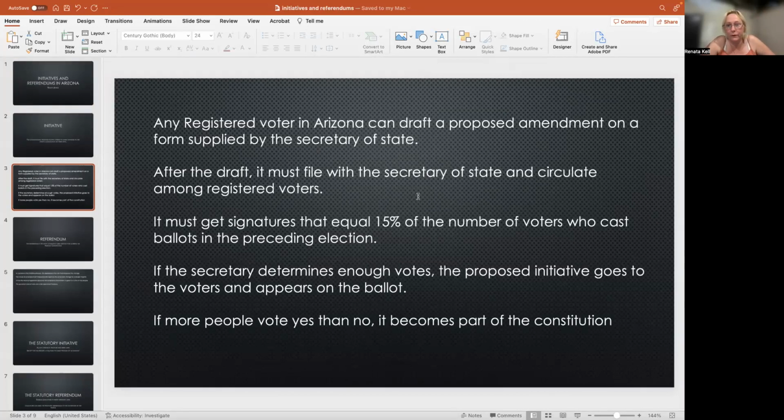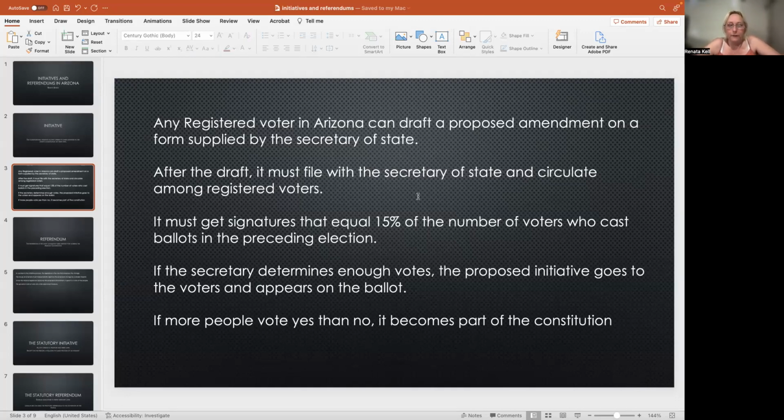Any registered voter in Arizona can draft a proposed amendment on a form supplied by the Secretary of State. So they go to the Secretary of State, they fill out the form on what their idea is, and that's how the process starts. After the draft, it must be filed with the Secretary of State and then circulated among registered voters.